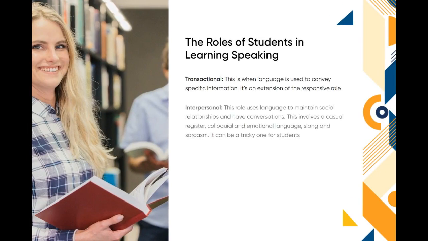Transactional, this is when language is used to convey specific information. It's an extension of the responsive role. Interpersonal, this role uses language to maintain social relationships and have conversations. This involves a casual register, colloquial and emotional language, slang and sarcasm. It can be a tricky one for students. Extensive, the use of formal, deliberate language. It can be planned or impromptu.